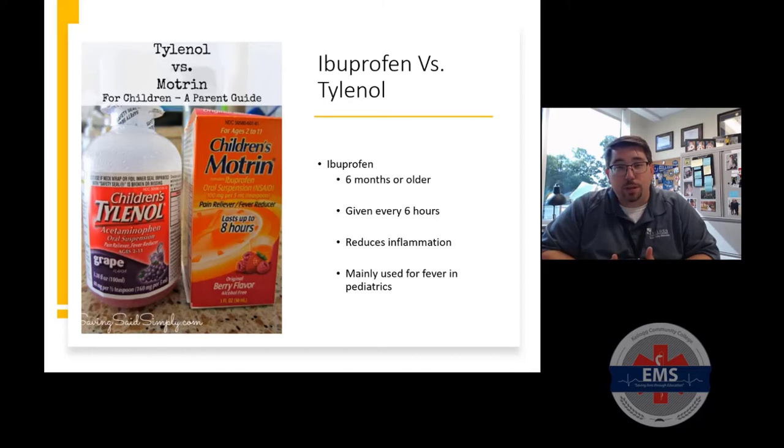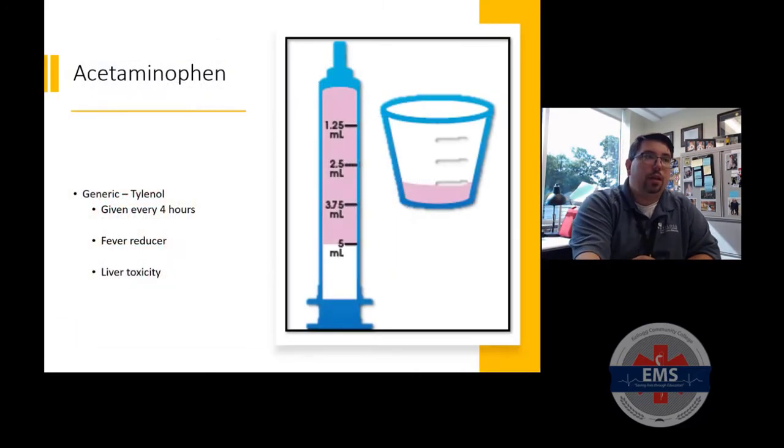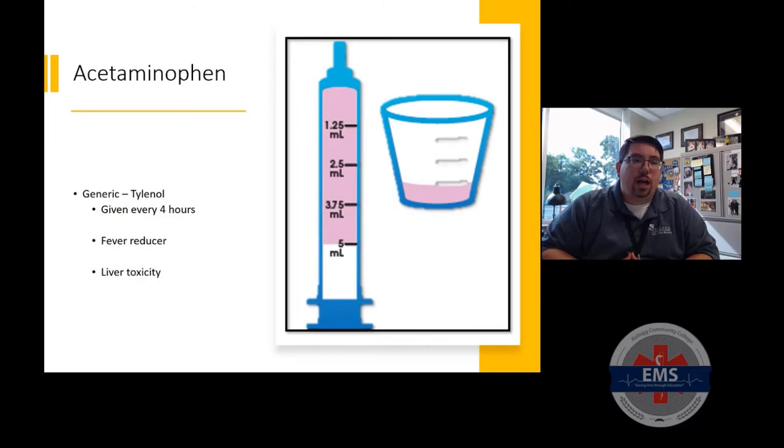Even though it does have some components of inflammation reduction in adults, for pediatrics, it's mostly used for fever. And a lot of times it can be used in conjunction with acetaminophen or children's Tylenol. The common dosing you would see is 100 milligrams in 5 milliliters, or something very similar to that concentration. When we're dealing with acetaminophen, it's a little bit different. Normally it's 160 milligrams in 5 milliliters. It's given every 4 hours, and it's great at reducing fevers.